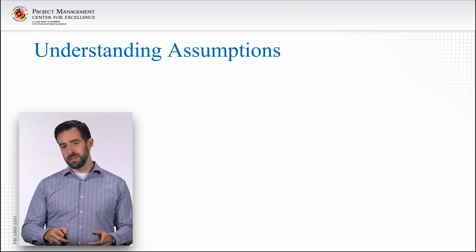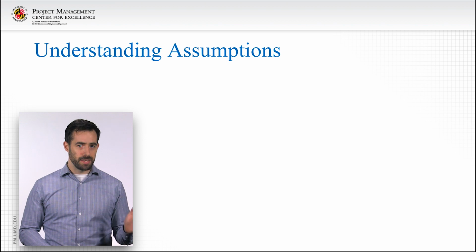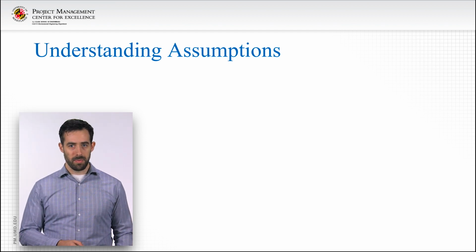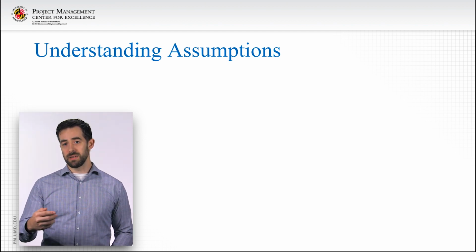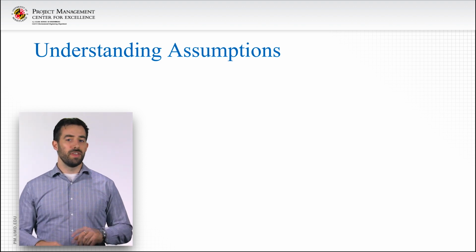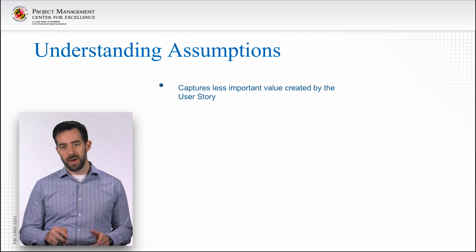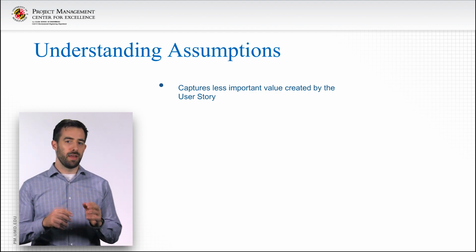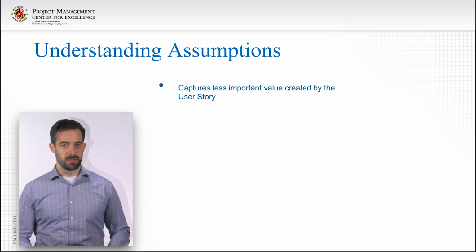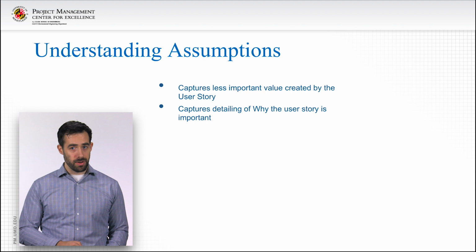Then there are the assumptions. Assumptions go beyond being limits or constraints on the solution for a user story. Here are some additional ways assumptions can add value to a user story as a bucket for everything else you need to know. Assumptions can capture less important value that should also be generated by the user story as secondary benefits. Assumptions can capture details of why the users will find this story important.